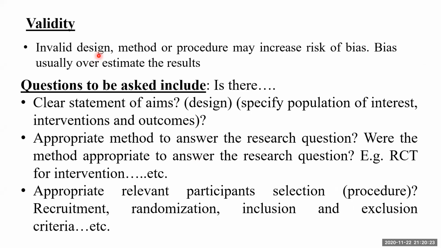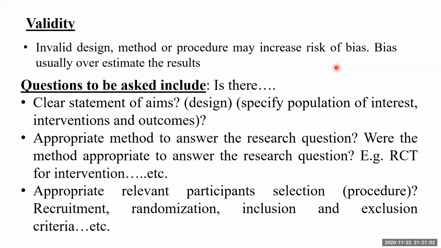So an invalid design or method or procedure may increase the risk of bias. The bias usually overestimates the result, will not give an accurate result, and will not reflect the real situation, will not reflect the relation, which is the cause and effect. When we do a randomized controlled clinical trial, we look for a relationship between the cause and the effect. So if we have bias, we will lose this relationship between the cause and the effect. There will be other factors that affected the outcome, which are called confounding factors.